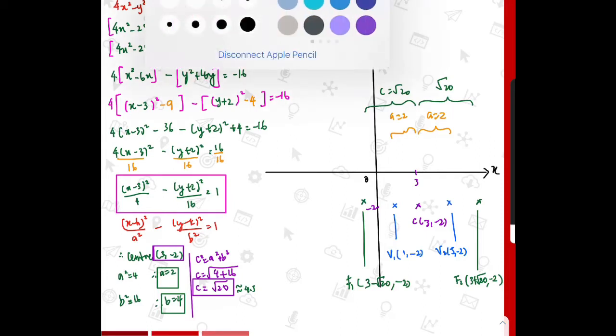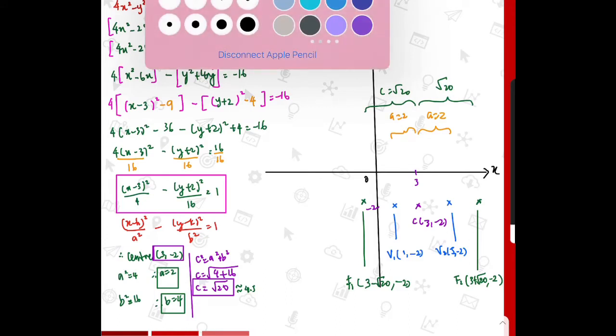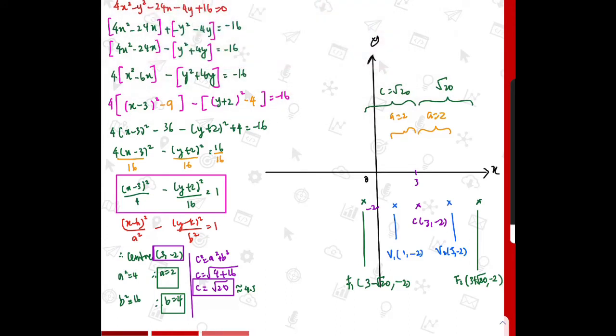Let us now find the co-vertices. Okay, so we need to utilize the value of b here. The value of b is 4. So from your center, let's go along the conjugate axis, go up by 4, and also let's go down by 4. So let us go up by 4 units, and let's go down by 4 units. Okay, so what we want to do now is connect the points in order for us to find the asymptote.